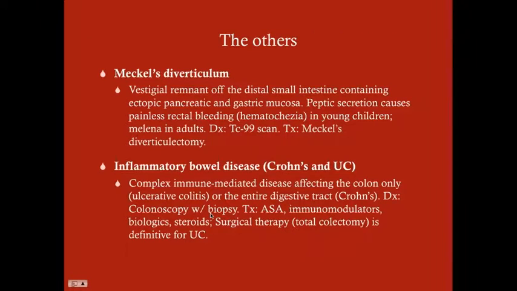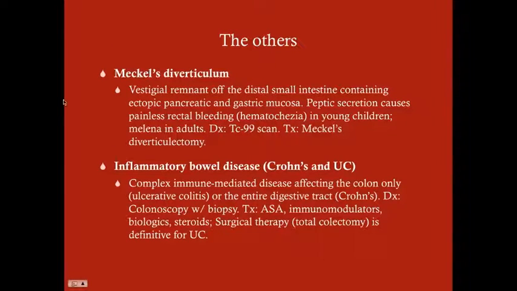So the other things that can cause lower GI bleeding, cause hematochezia, are Meckel's diverticulum, which I talked about in the melena and hematemesis section. Meckel's diverticulum tends to cause melena. However, in children, it certainly causes hematochezia. So that's sort of the difference there. In adults, this is going to cause melena. Children, it causes more hematochezia.